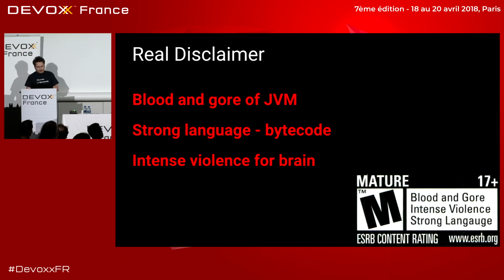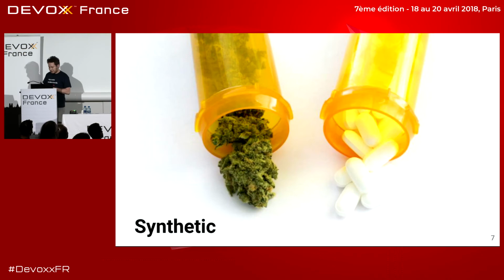Okay, let's start. As a warm-up, let's talk about something pretty simple. We're going to talk about synthetic constructs in the bytecode. We're going to talk about something unnatural, which does not exist in your source code, but exists in your bytecode, in your class files, in the result of compilation of your source code.